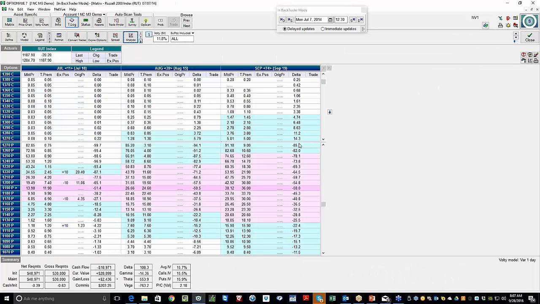So what we typically would do is move this whole structure down. Just like how we moved it up, now we're going to move it down. I believe we're going to move it down 20 points from 1170 to 1150. And there we are.